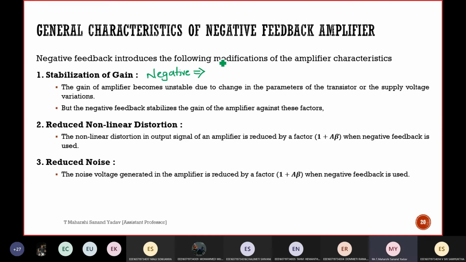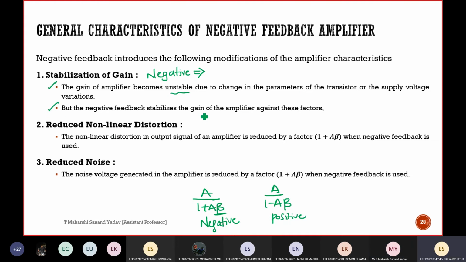Because of this feedback, just now I've shown you two parameters, like 1 by 1 plus A beta and 1 by 1 minus A beta. Here, is this for negative or positive? Negative. This is positive. Suppose if A beta is large, then the gain is reduced. Now, the gain of the amplifier becomes unstable due to changes in the parameters of the transistor or the supply voltage variations. Next. But the negative feedback stabilizes the gain of the amplifier against 3 factors.